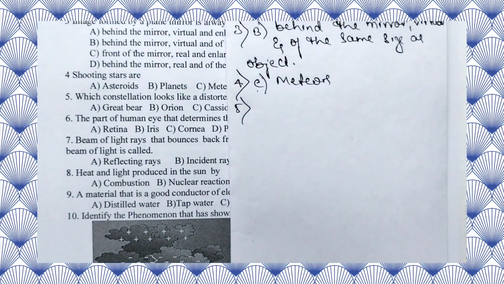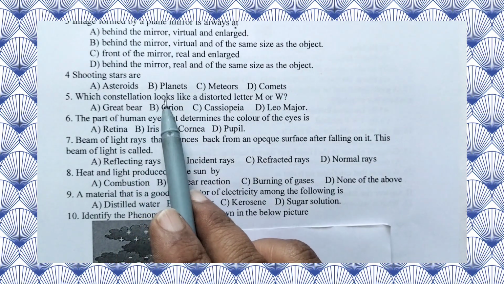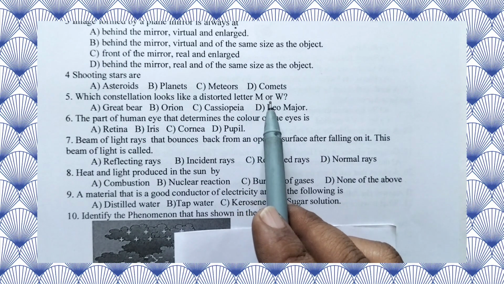Next, coming to the fifth question. Which constellation looks like a distorted letter M or W?